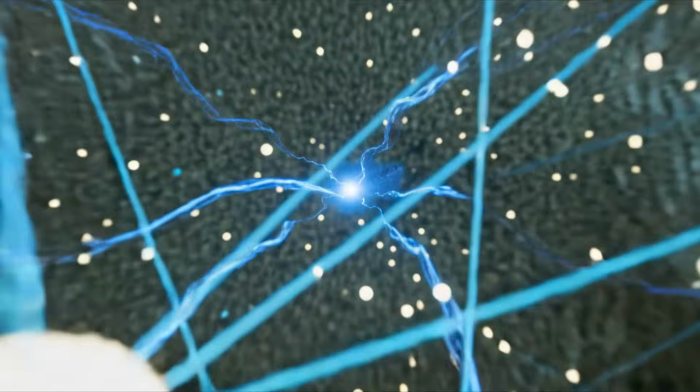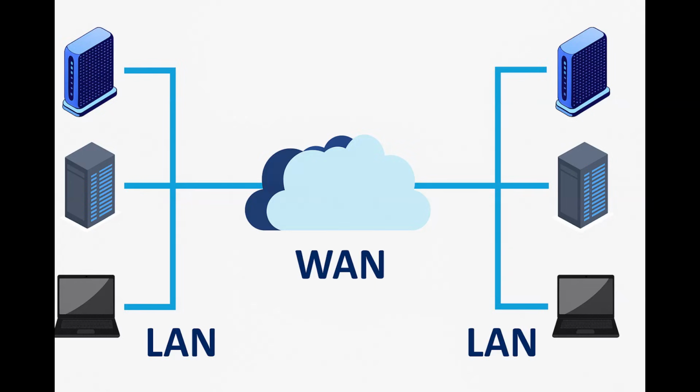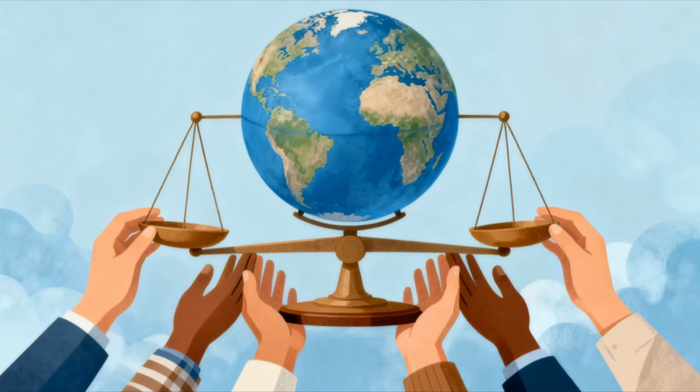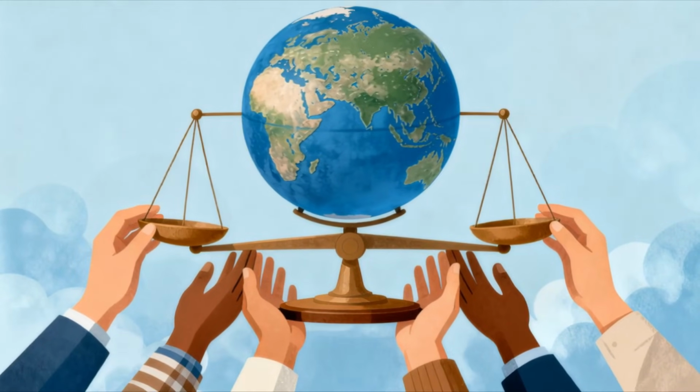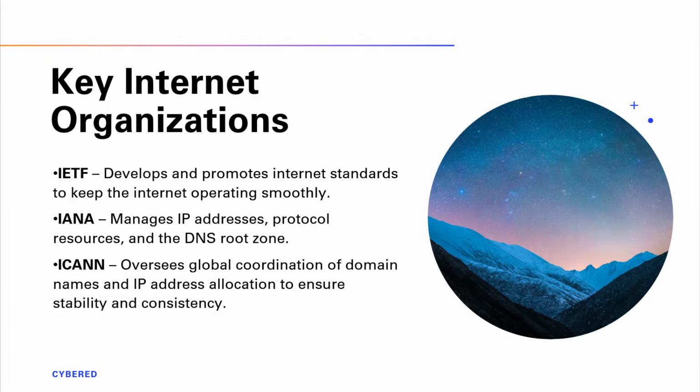Today, the internet is a global mesh of interconnected LANs and WANs, constantly expanding as more devices come online. No single organization owns the internet, but several bodies maintain standards, coordinate resources, and ensure global stability. Key internet organizations: IETF develops and promotes internet standards to keep the internet operating smoothly. IANA manages IP addresses, protocol resources, and the DNS root zone. And ICANN oversees global coordination of domain names and IP address allocation to ensure stability and consistency.